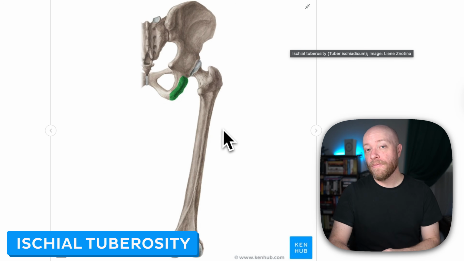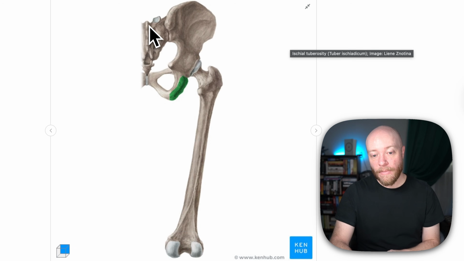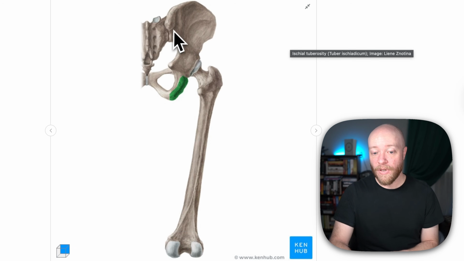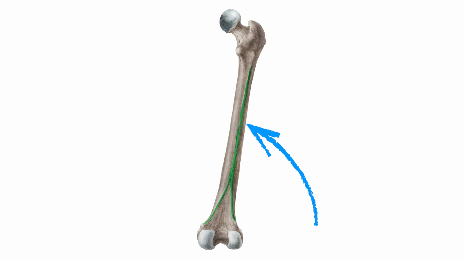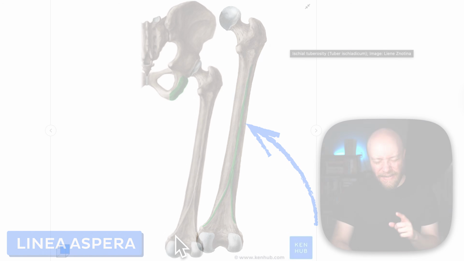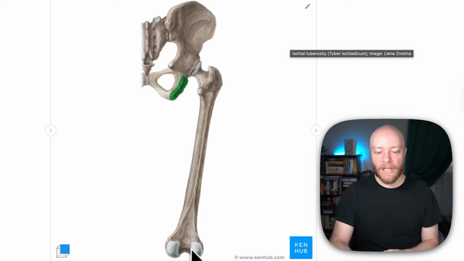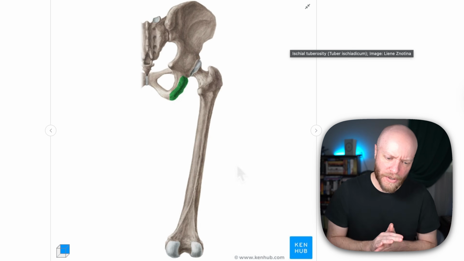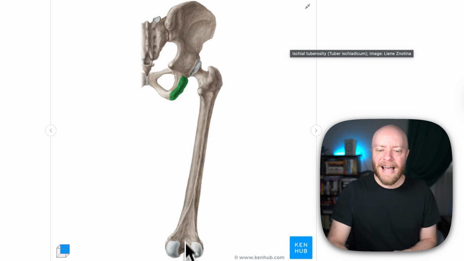So this is a posterior view. So you can see the back of the sacrum. You can see kind of like these bumps here. That is a real strong indicator that this is a posterior view. But then we can also see this really strong line on the back of the femur. This is called the linea aspera. But the dead giveaway to me is always going to be the condyles. The condyles of the femur, you're only going to be able to see in a posterior view. So as soon as I see that, I know for a fact that I'm looking at a posterior view.